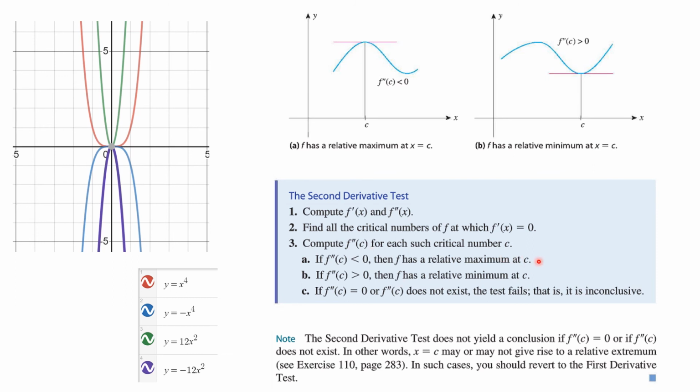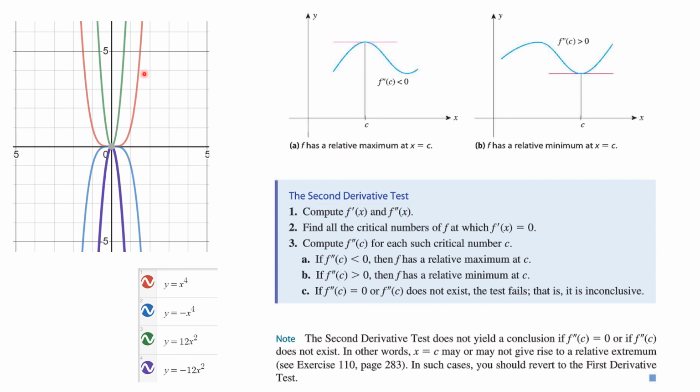So if the second derivative is less than 0, concave down, it's a relative max. If it is greater than 0, it's a relative min. And if it's equal to 0, or if the second derivative doesn't exist, the test fails. That is, it's inconclusive. And it really fails in a very strong way.